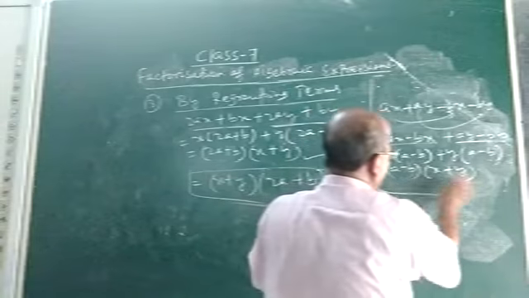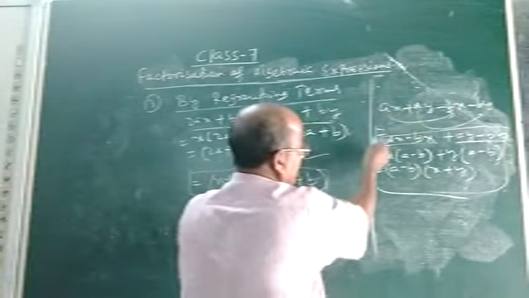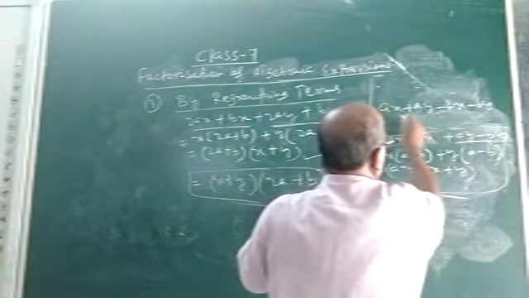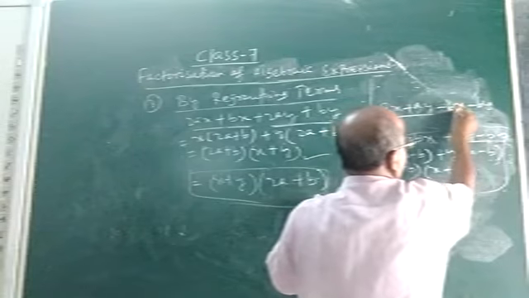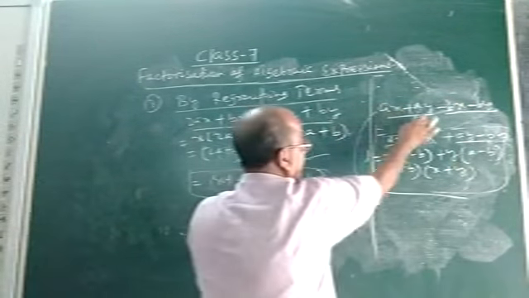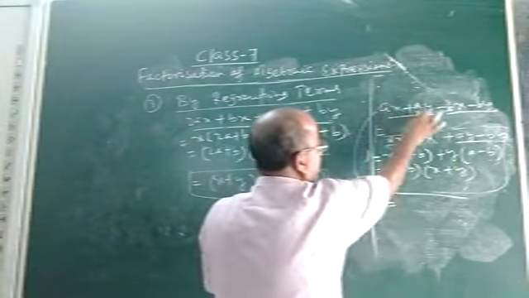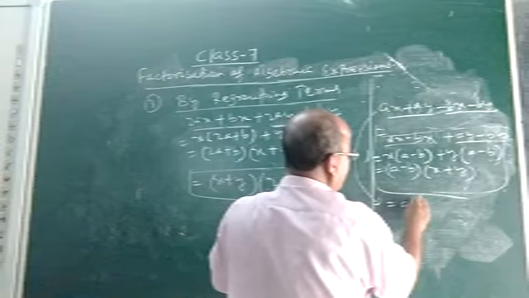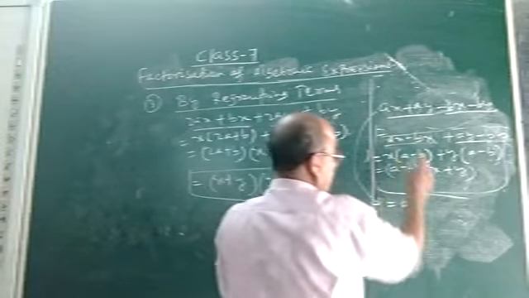Here you see I have done regrouping. Without regrouping also it is possible. How? Let us take directly. See, now let this be one group, this be another group. Now you take common out of these two. What will be the common? A, because A is multiplied by x and A is multiplied by y. Take A common. So what will be left?